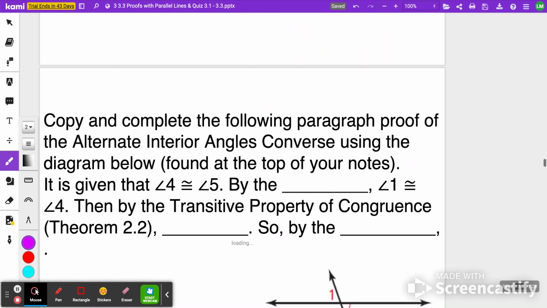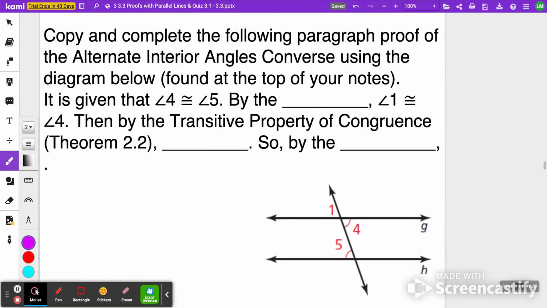Now that we've looked at those things, it says copy and complete the following paragraph proof of the alternate interior angles converse using the diagram. This is also found at the top of your notes. It is given that angle 4 is congruent to angle 5. Go ahead and pause this one, see if you can fill in the blanks first. When you're done, click play.